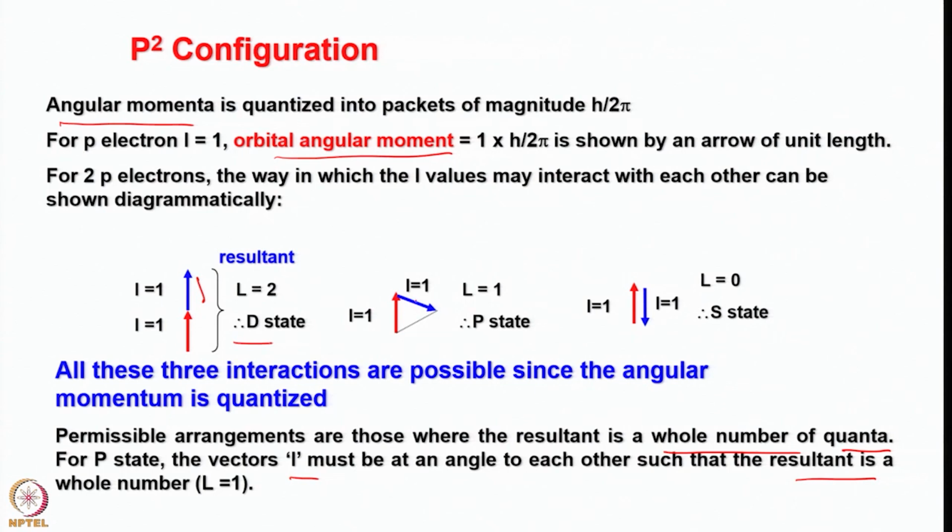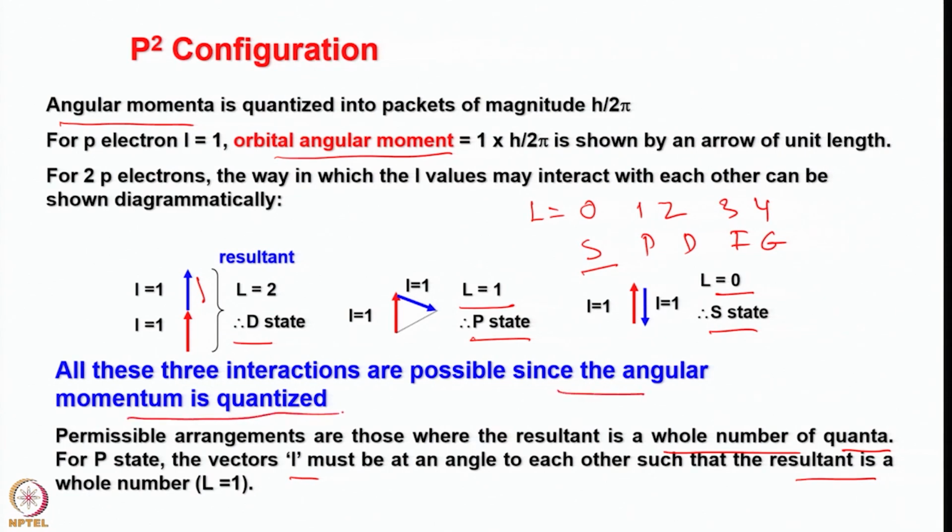And then they can also interact in such a way that the resultant will be L equals 1 here. In this one we get the P state. Of course, you can recall L equals 0, 1, 2, 3, 4 is S, P, D, F, G, it goes like that. So L equals 1 will be the P state. When they interact in this fashion, L can have a value of 0. In that case, what we get is the S state. So this is how we can arrive at the different microstates by looking into the resultant. All these 3 interactions are possible since the angular momentum is quantized, and all of them result in a whole number of quanta. So that's the reason this is quite possible.